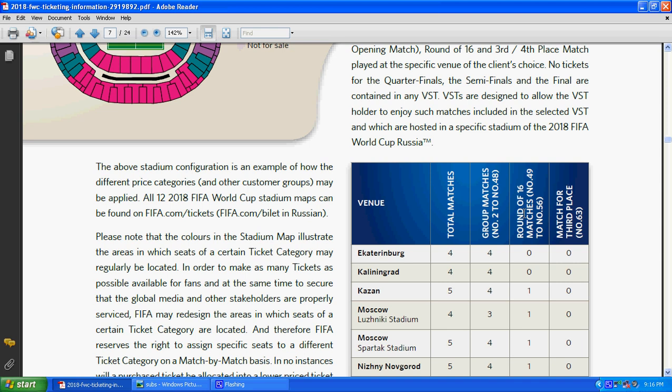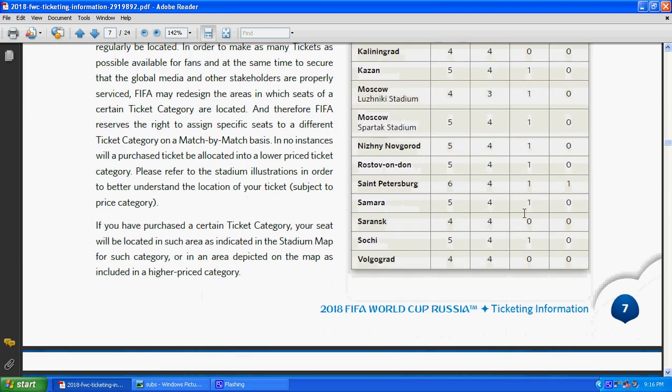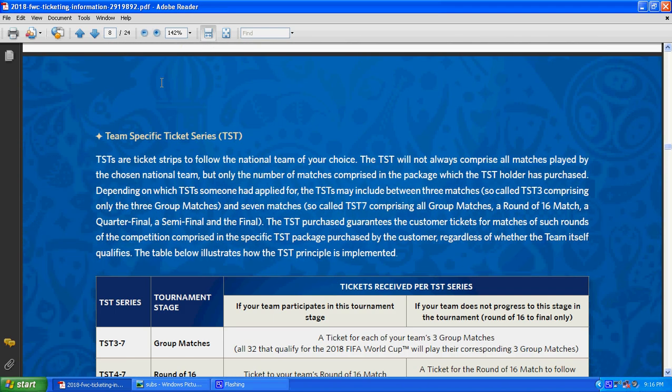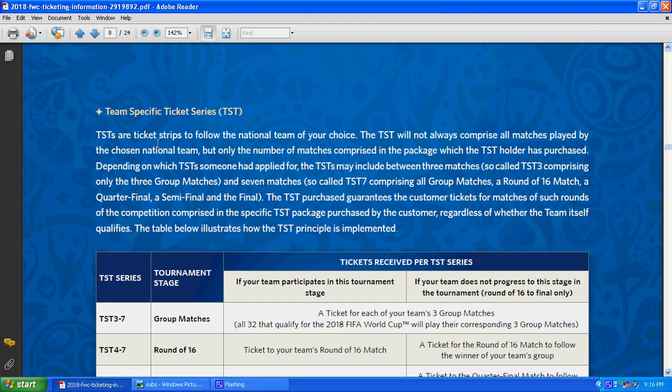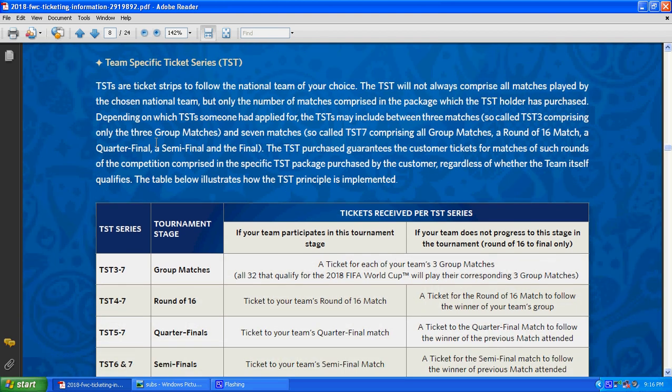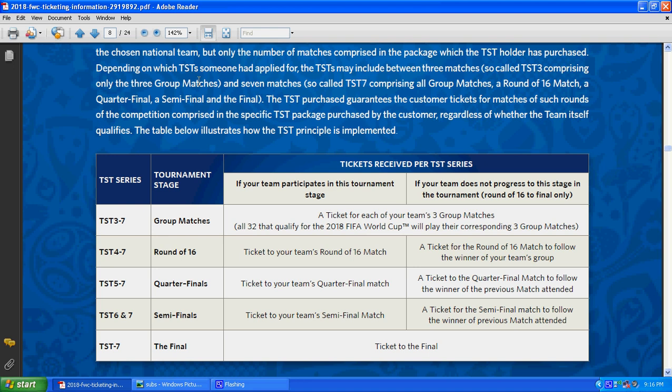Okay, so let's move on to the next one. This is going to be a little interesting. There is a team specific ticket, right? If I want to follow a particular team, under the category of team specific tickets, there are these subtypes. You can buy team specific tickets for the group matches, till round of 16, till quarterfinal, semi-final and final. If you buy the group matches, you'll have access to all the group matches. Let's say you want to follow Portugal, then you get to watch all the Portugal group matches, right?